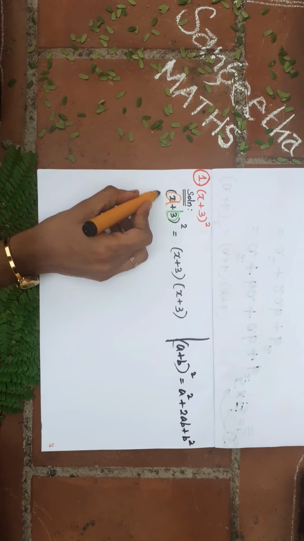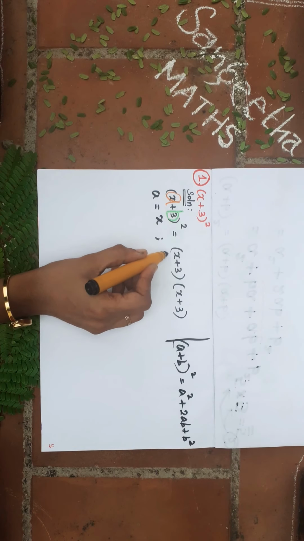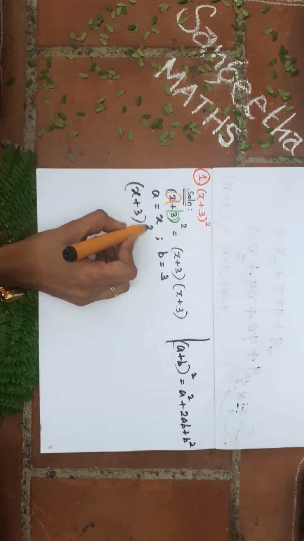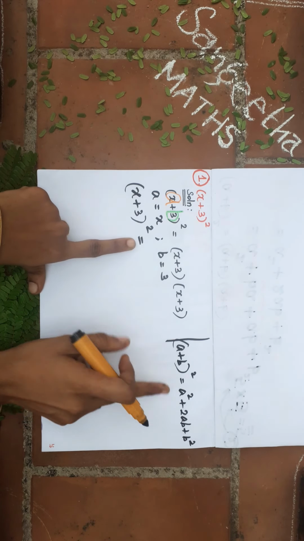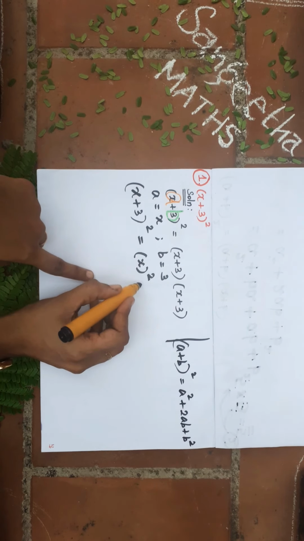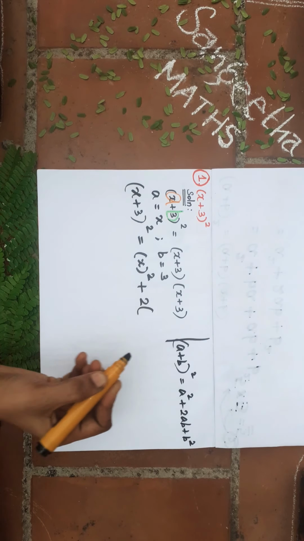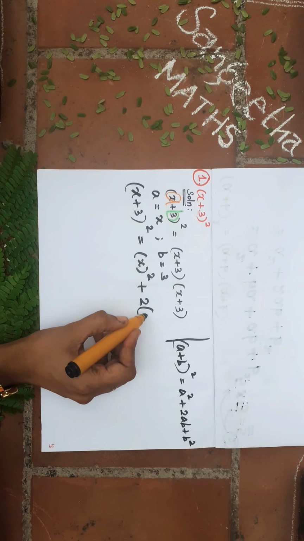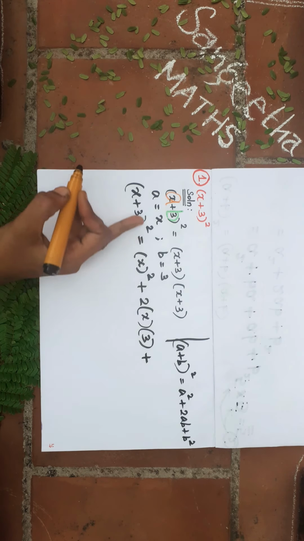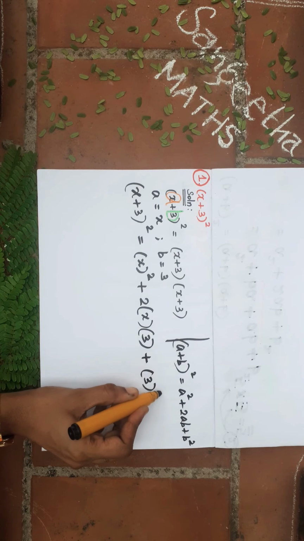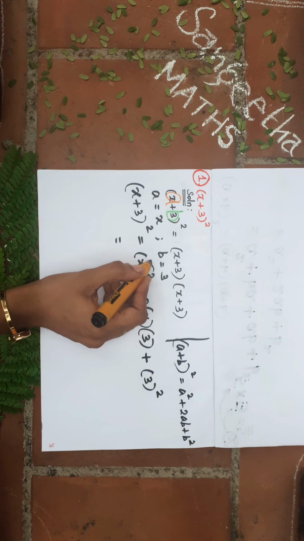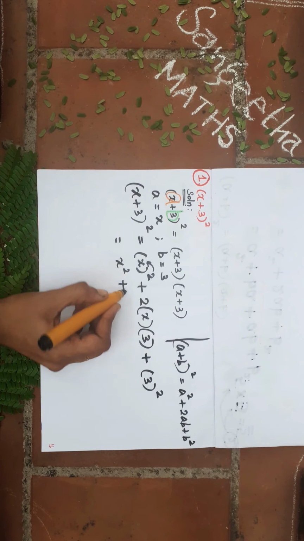Here I have taken A to be x and B to be 3. So let's substitute it. (x + 3) whole square is equal to A square, right? What is A? x whole square. Then plus 2 into, what is A here? Again x. What is B here? It is 3. Plus B square, so it is 3 the whole square. So what do we get? x whole square, which is x square.